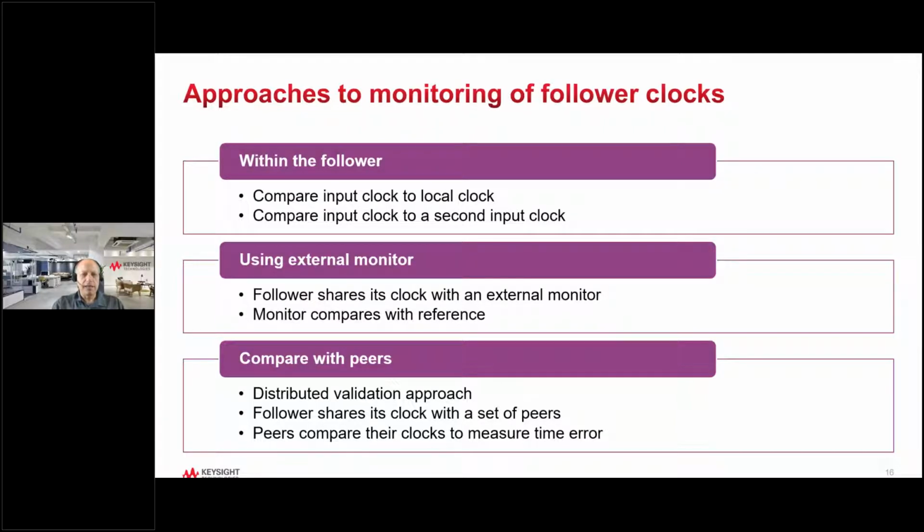And the third general approach is to compare with peers. This is kind of a distributed approach. The idea is that each peer shares its clock with a set of peers. It can be as little as one peer or as many as several dozens. And these peers can compare their clocks to measure the time error. And I'll talk through each of these in the next slides.